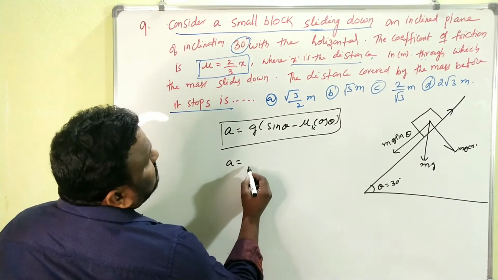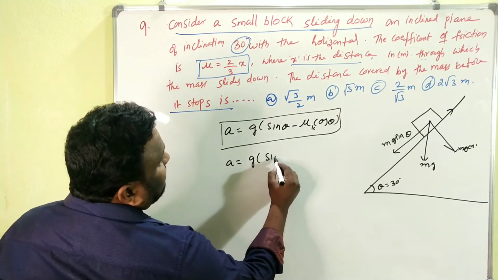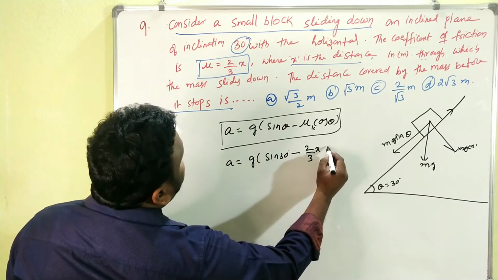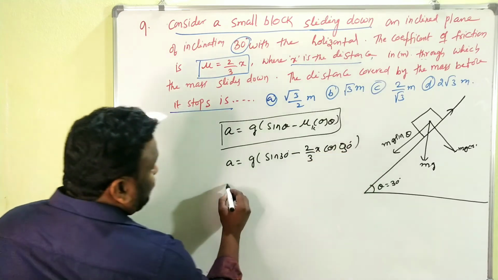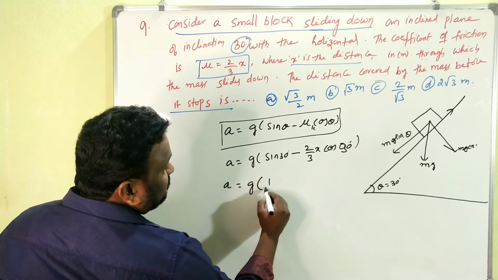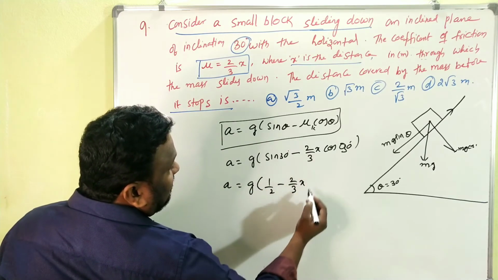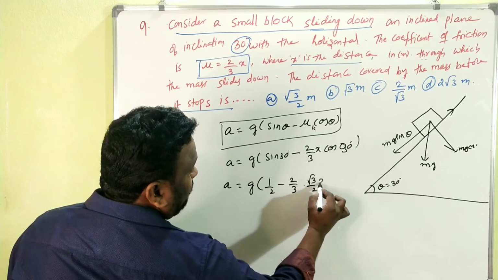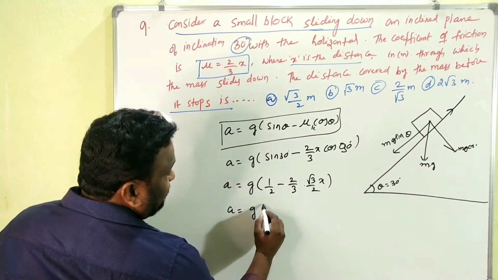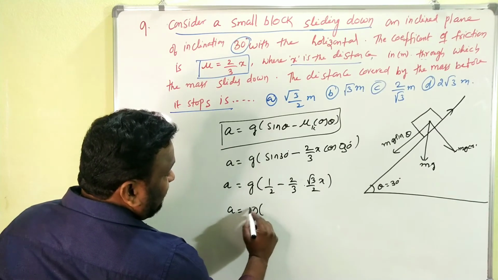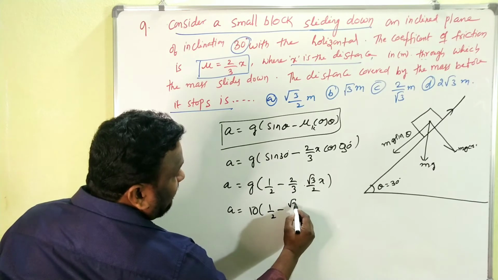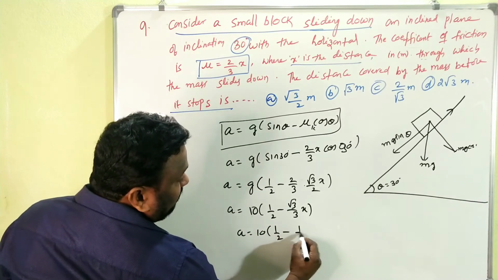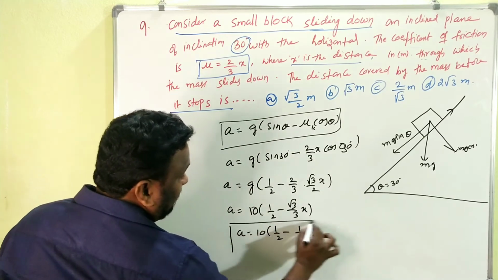So a equals g into sin 30 degrees minus mu k cos 30. Mu k value is what? 2/3 x. So a equals g into sin 30, whose value is 1 by 2, minus 2/3 x into cos 30, whose value is root 3 by 2, into x. Here g value is 10, so 10 into half minus 2 cancels, 1 by root 3 into x. So a equals 10 into (1 by 2 minus 1 by root 3 into x). This is the value of a.